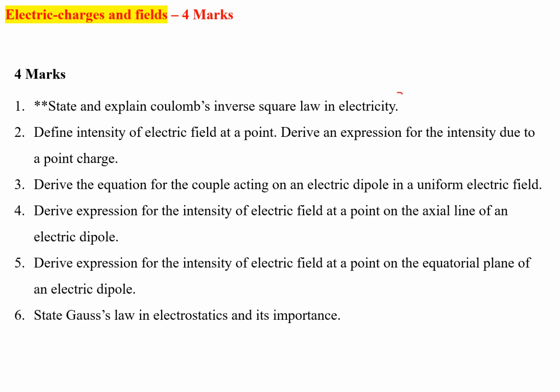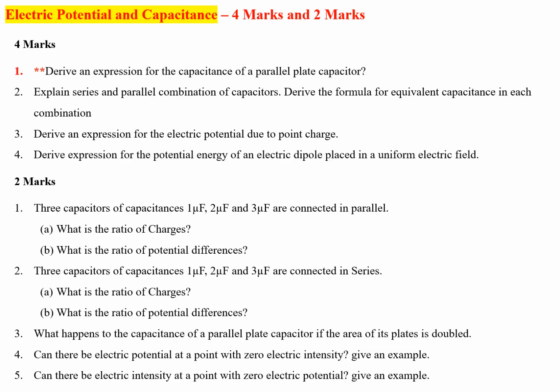Another frequently asked question is Coulomb's law, Coulomb's inverse square law. Sometimes they may rarely ask Gauss law also. Now, from the chapter on electric potential and capacitance, you have 4 mark and 2 mark questions. Here, the capacitance of a parallel plate capacitor C is equal to A epsilon naught divided by d. They used to ask that one.